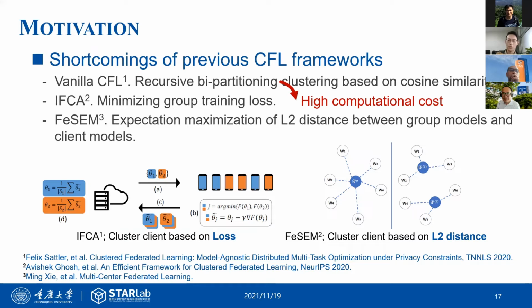Another clustered federated learning framework like FedSoft uses the Euclidean distance between group models and client models as the clustering metric. The shortcoming is the distance concentration phenomenon in the high-dimensional situation. This will significantly hurt the clustering accuracy.